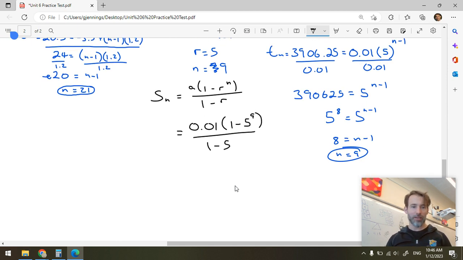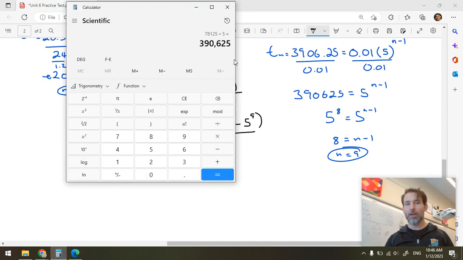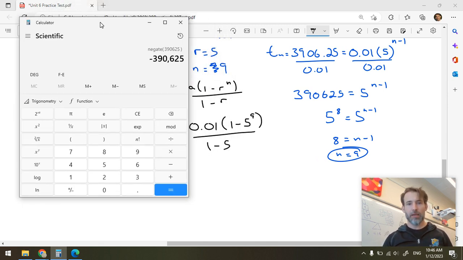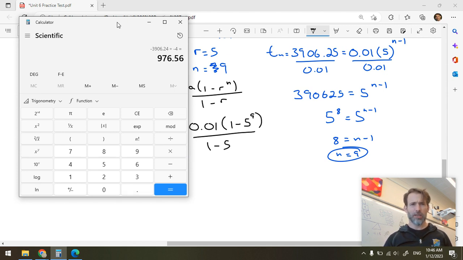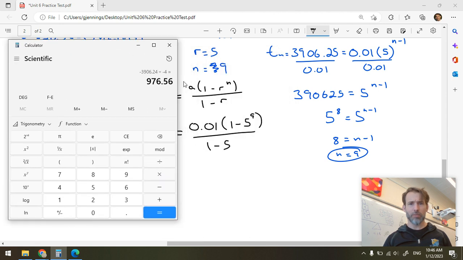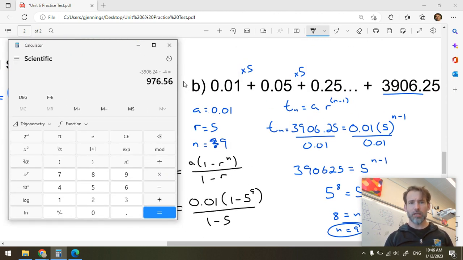I'm not doing that in my head, but I already have 5 to the 9 on my calculator. So let's just make that negative. We're going to add 1. So that's the number inside the bracket there. Multiply by 0.01 equals that. And then divide by negative 4. Oh, divide by 4, but it's negative. Equals. There. Is that it? Is that right? I feel like I made a calculator error here. My goodness. Yeah, it should not be that.